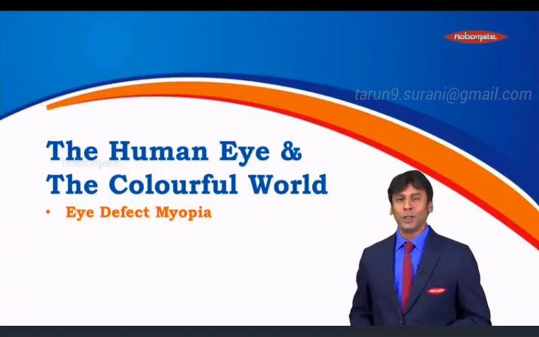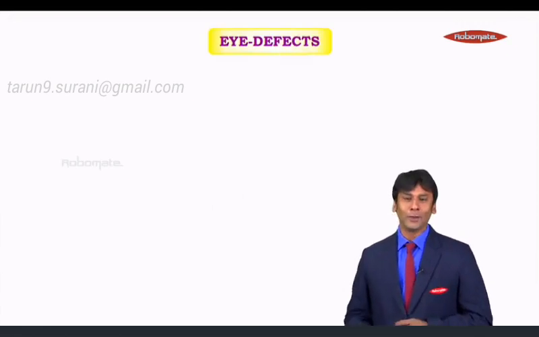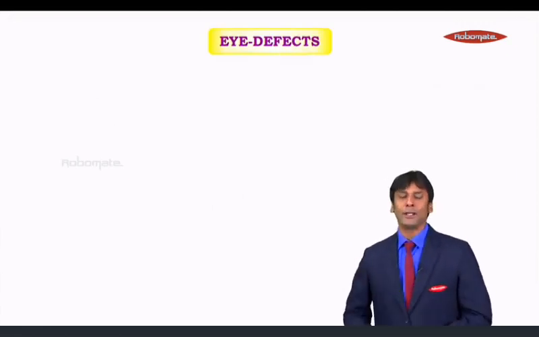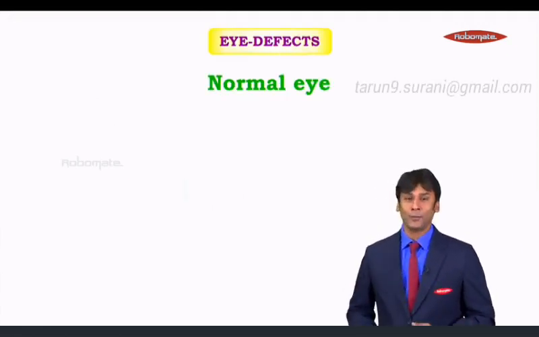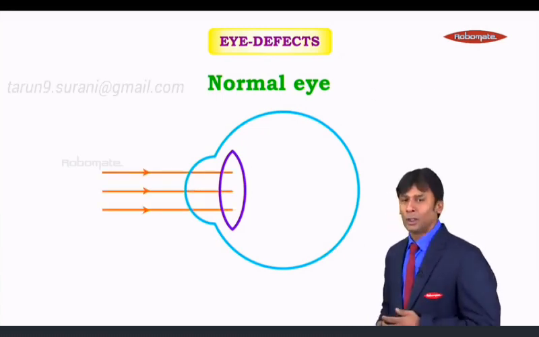Let us see this module in which we'll understand the eye defect, that is myopia. Now looking at eye defects, when we understand an eye defect, let us first understand what is a normal eye. Here we have this schematic diagram of a normal eye. Now what happens in a normal eye?